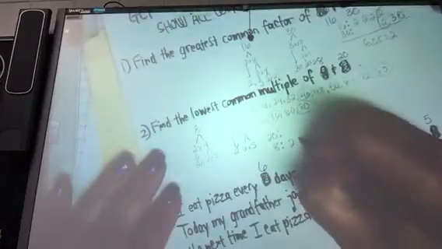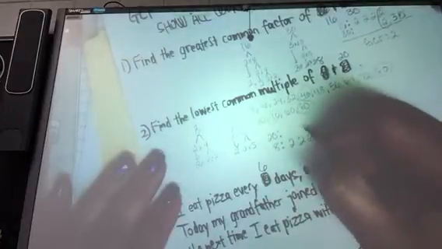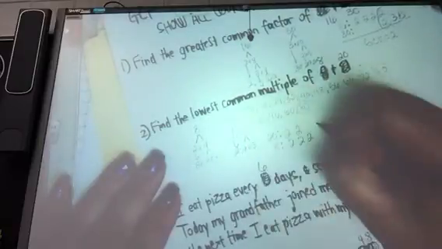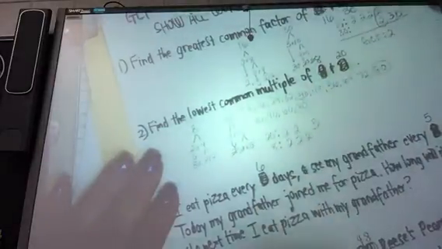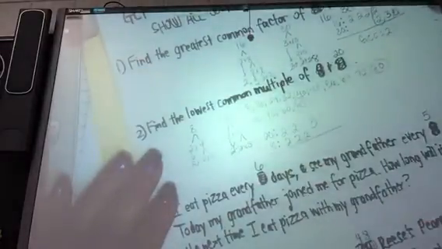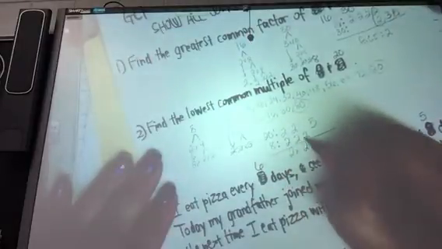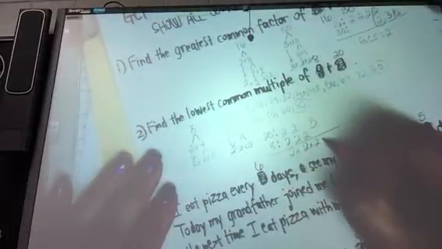8 has 2, 2, and 2. 20 has a 2, a 2, and a 5. All right? For least common multiple, remember, you have to bring one down from every column. So I've got a 2 times a 2 times a 2 times a 5.